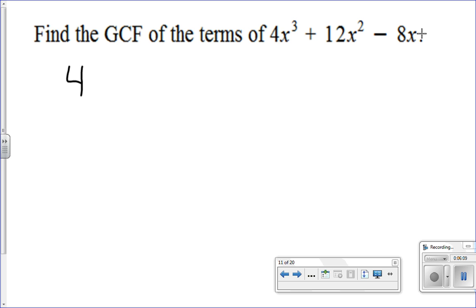x cubed, x squared, and x. And the best way to do this is to find the variable with the lowest exponent. So I see right here that I have a variable x raised to the first power. That is my greatest common factor. So the answer to this is going to be 4x.